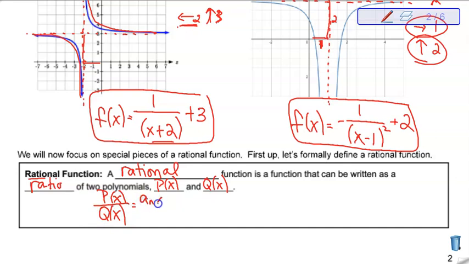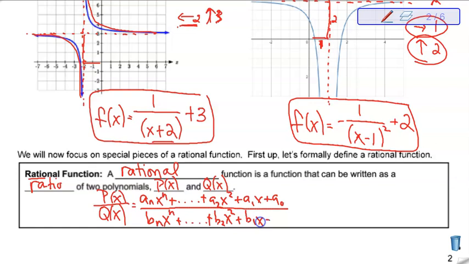So a sub n, x to the n plus, getting down to a sub 2 x squared plus a sub 1 x plus a sub 0. And I could do b sub n, x to the n plus, going down to b sub 2 x squared plus b sub 1 x plus b naught. Okay? So that's just basically a polynomial over a polynomial in our equation.